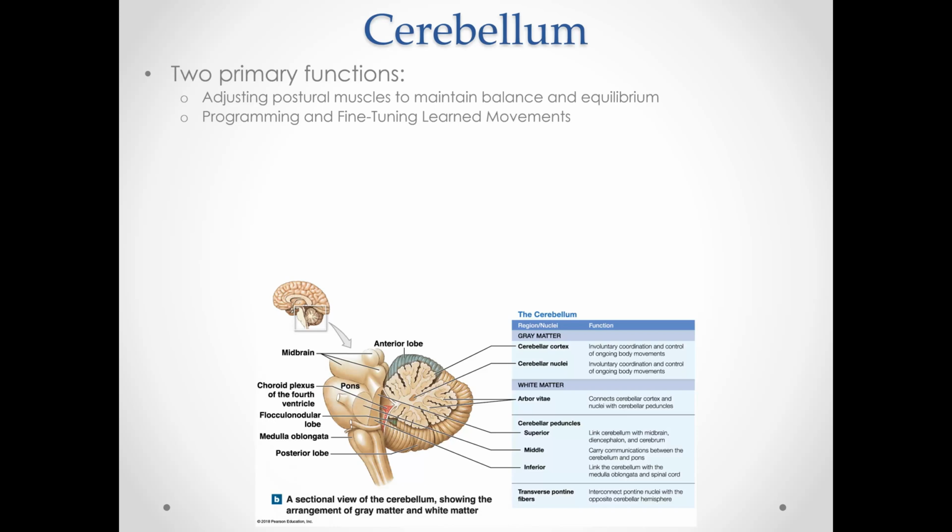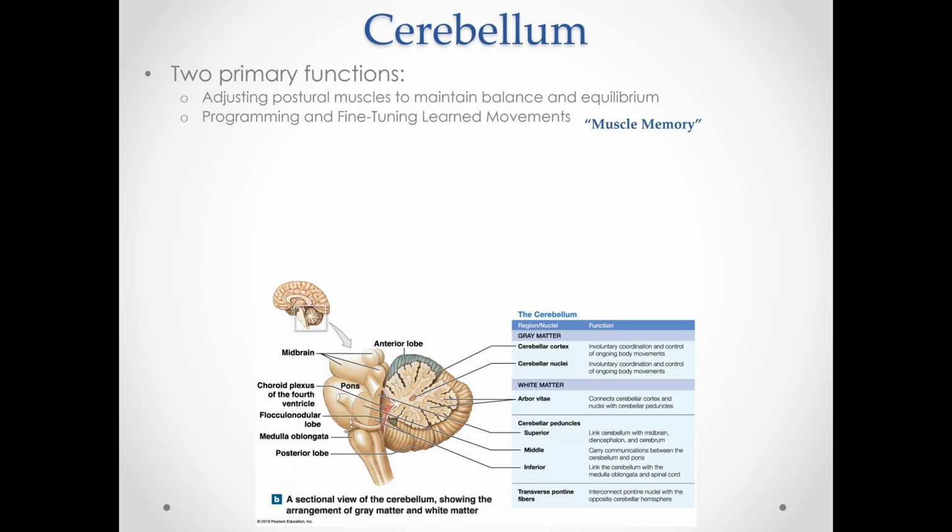So when you've learned to do a particular movement that you do over and over again, you no longer have to think about what you're doing, and that is because the cerebellum has taken over and now controls and fine-tunes that movement. And so a lot of times you'll hear people refer to muscle memory, and your muscles don't actually have a memory. The memory of your movements actually is stored in the cerebellum.